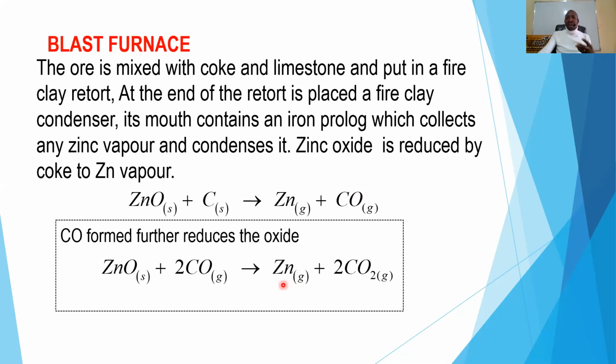We also have the coke react with oxygen to form carbon(IV) oxide, and the carbon(IV) oxide can further be reduced by hot coke to form carbon(II) oxide. So the formation of the carbon(II) oxide, which is the main reducing agent, is able to reduce the zinc oxide to zinc vapor. Remember, the zinc oxide can be reduced by either coke, that is hot carbon, or carbon(II) oxide.